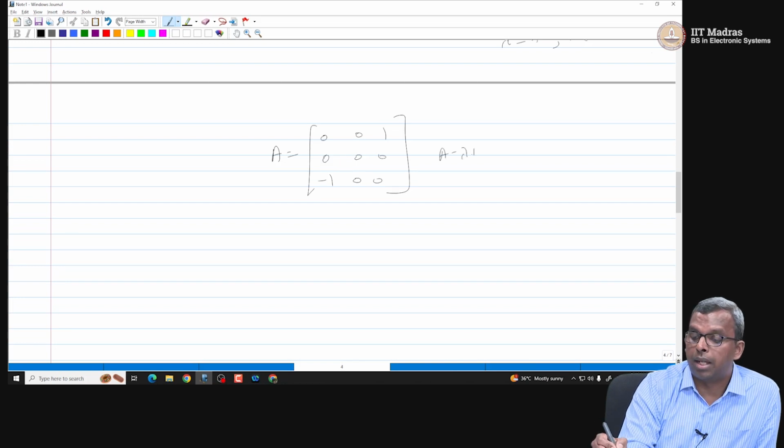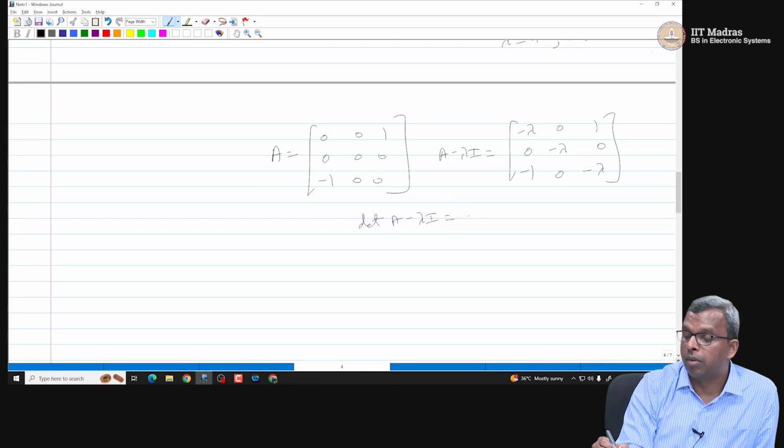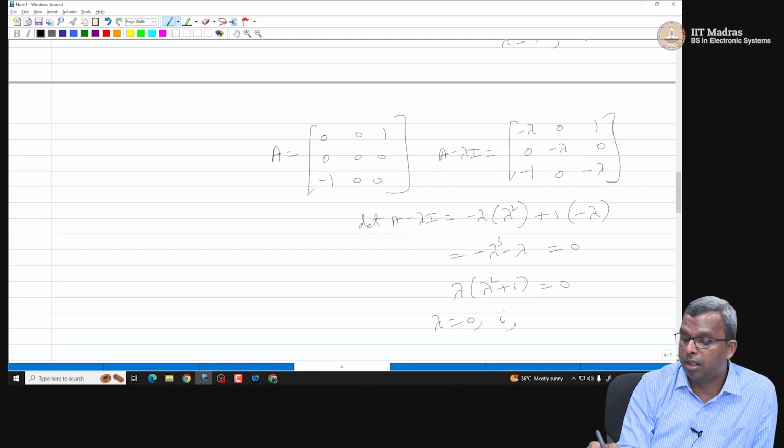So, A minus lambda I is minus lambda 0 1, 0 minus lambda 0, minus 1 0 minus lambda. We'll end up getting the determinant of A minus lambda I to be minus lambda times lambda squared plus 1 into minus lambda. So, you will end up getting minus lambda cubed minus lambda equals 0. That is lambda times lambda squared plus 1 is 0. So, lambda is 0, i, minus i.